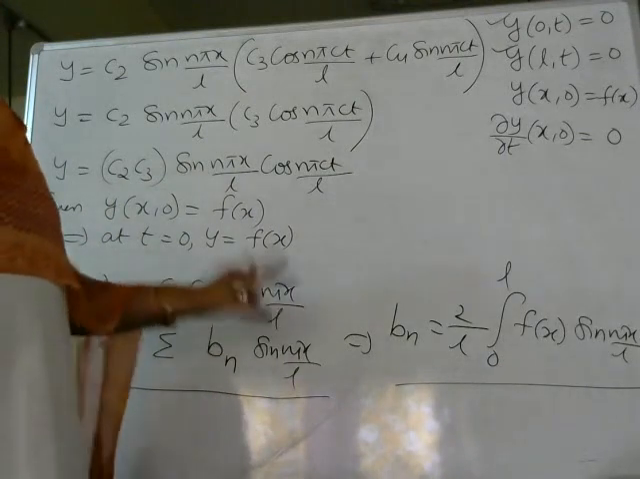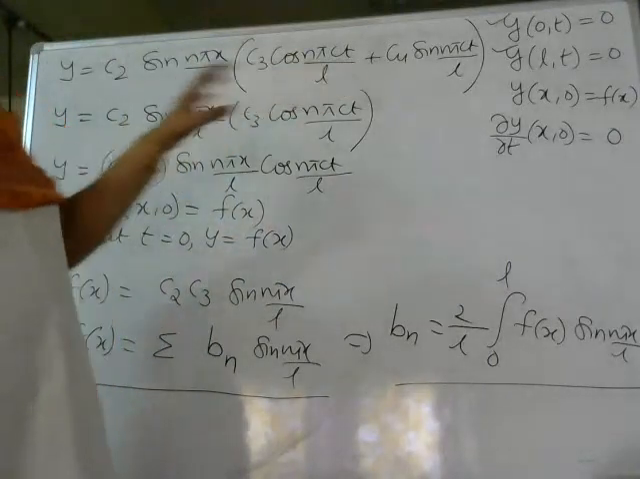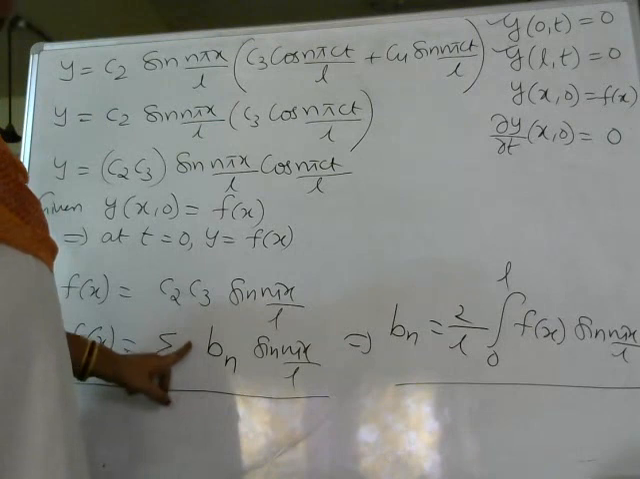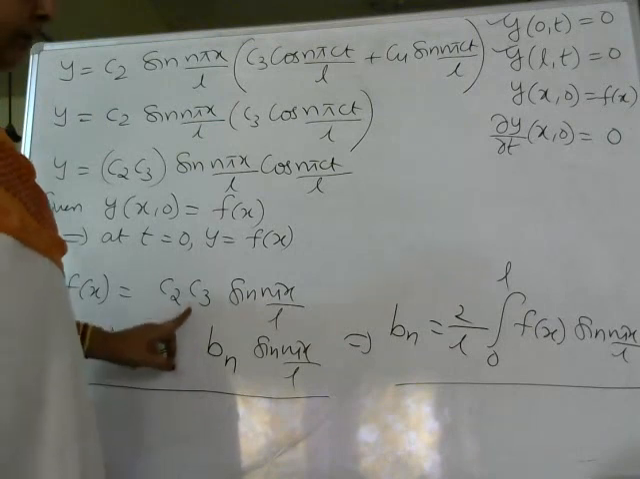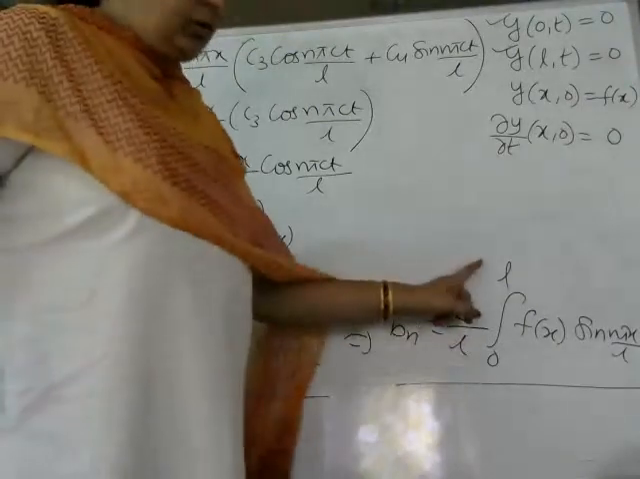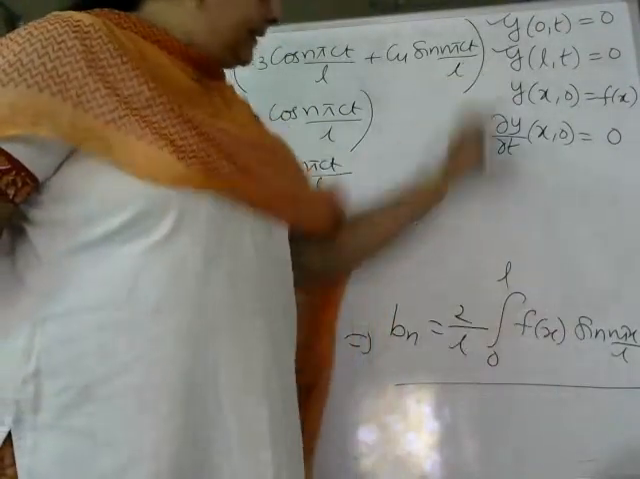From C1, C2, C3, C4, these four, we have seen C1 is 0 and C4 is 0. The C2 C3 combination you have written in the form of Bn. How do we find the value of Bn here? Bn according to half range sine series is 2/L integral 0 to L f(x) sin(nπx/L) dx. In this problem, it is given simply f(x).